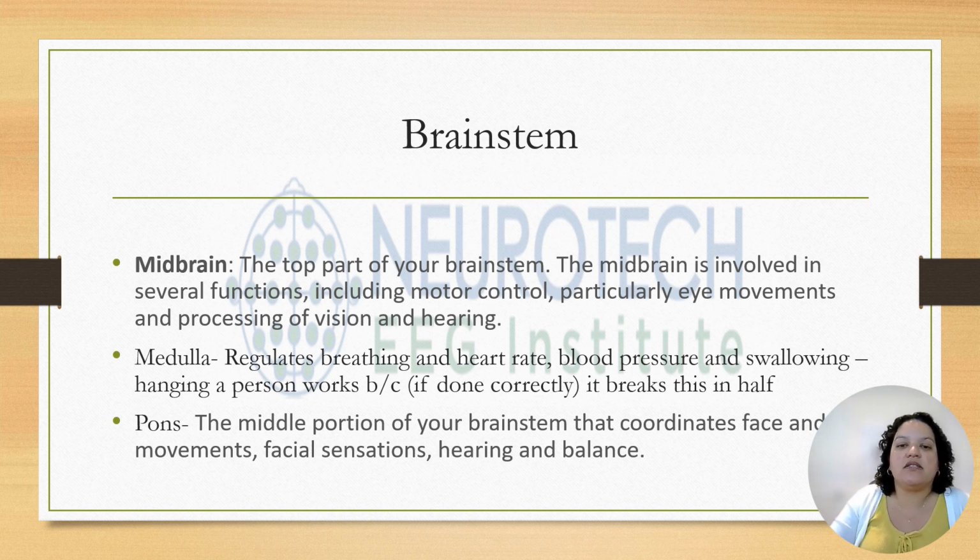And then we have the brain stem. And the brain stem is composed of 3 parts: midbrain, medulla, and the pons. And the midbrain is the part that is on top of your brain stem. So just think about a stem of a plant or flower. And then on top of it is the midbrain that is involved in motor control, eye movement, and processing of vision and hearing. And this is mostly because of the cranial nerves that go through that structure, the midbrain. And then we have the medulla, which is the one that regulates breathing, heart rate, blood pressure, and swallowing.